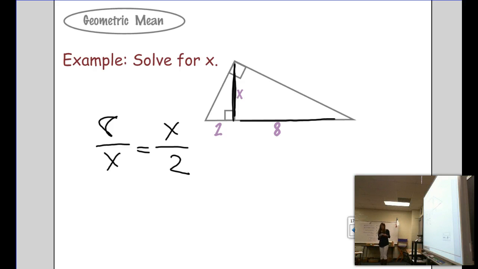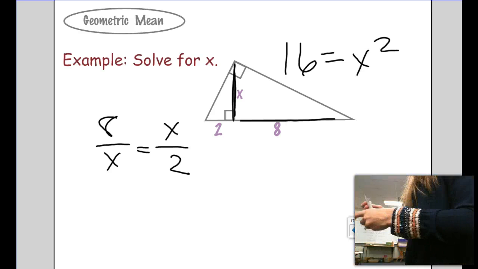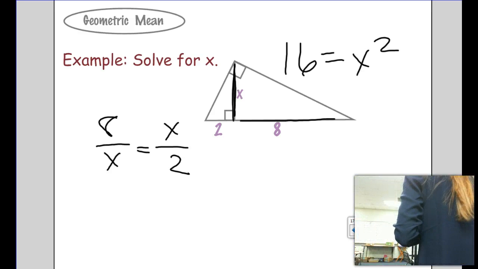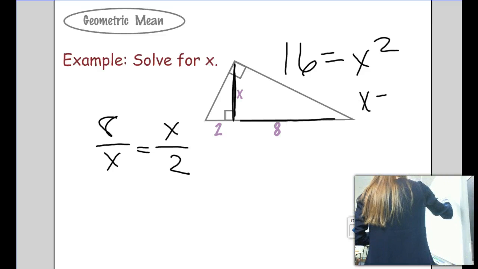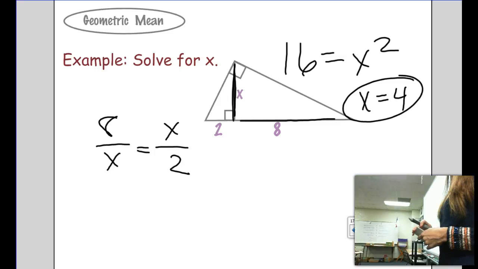All right, cross multiply. Brett, 8 times 2. 16. X times X. X squared. Yeah. Nasia, X equals? 4. Yay! So the geometric mean between 2 and 8 is 4. Moving on.